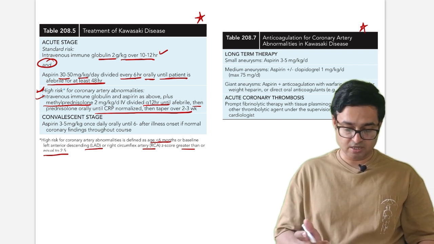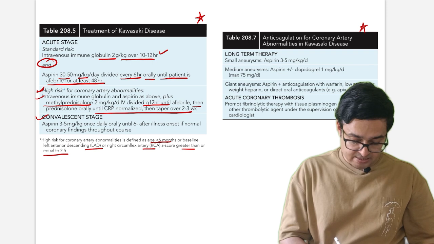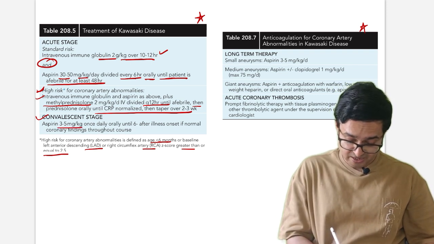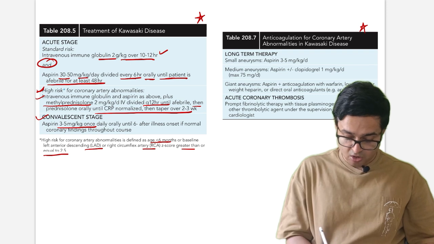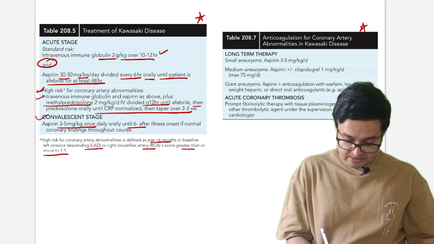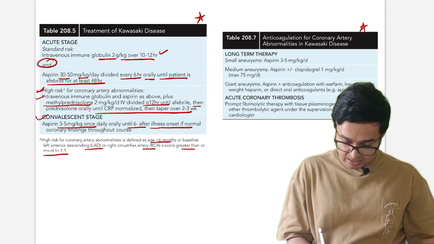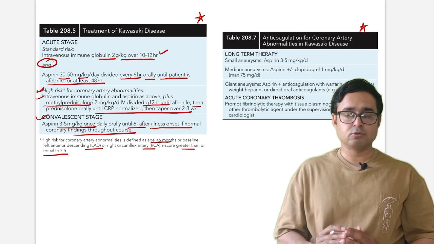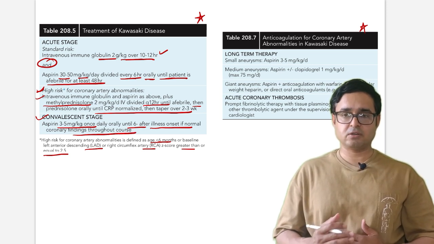Very important. What is the management of the convalescent stage? We have to give aspirin, but the dose is different, 3 to 5 milligram per kg orally until 6 weeks after illness onset or normal coronary findings throughout the course. So just go through this table again and revise again.